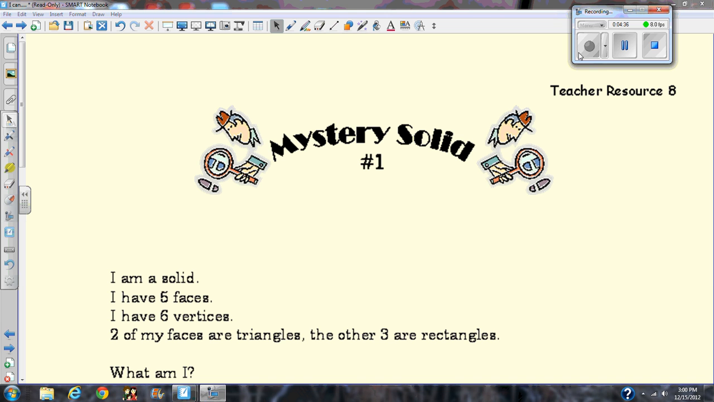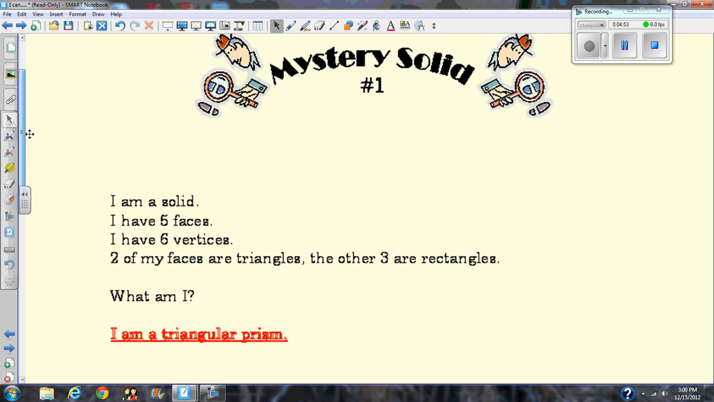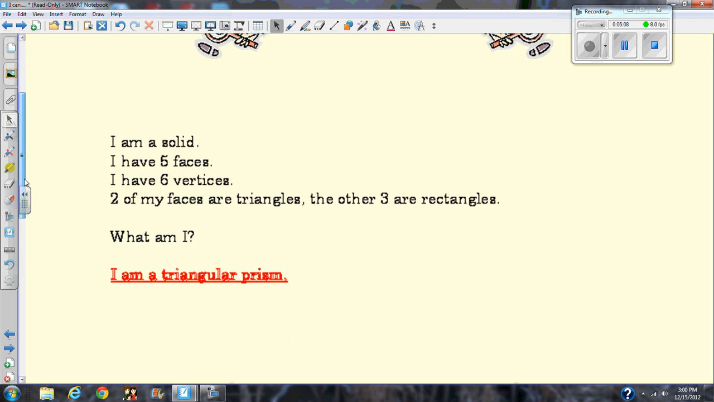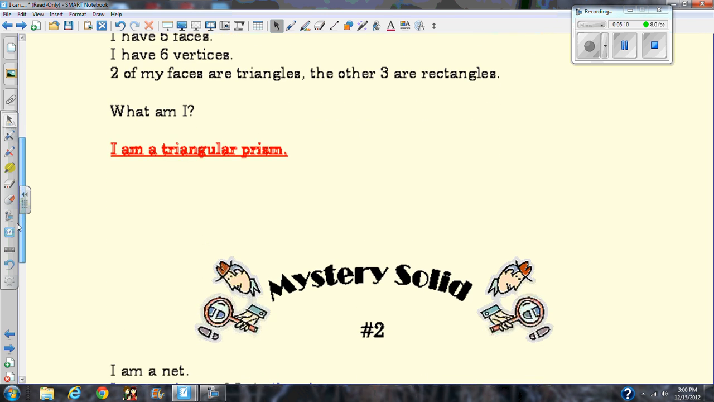And your first mystery number 1 says I'm a solid. I have 5 faces. I have 6 vertices. 2 of my faces are triangles. The other 3 are rectangles. What am I? A triangular prism. So that's where you get your 5 faces, and that's where 2 of them are triangles and 3 of them are rectangles. So it's a prism. All right, let's look at the next mystery solid number 2.